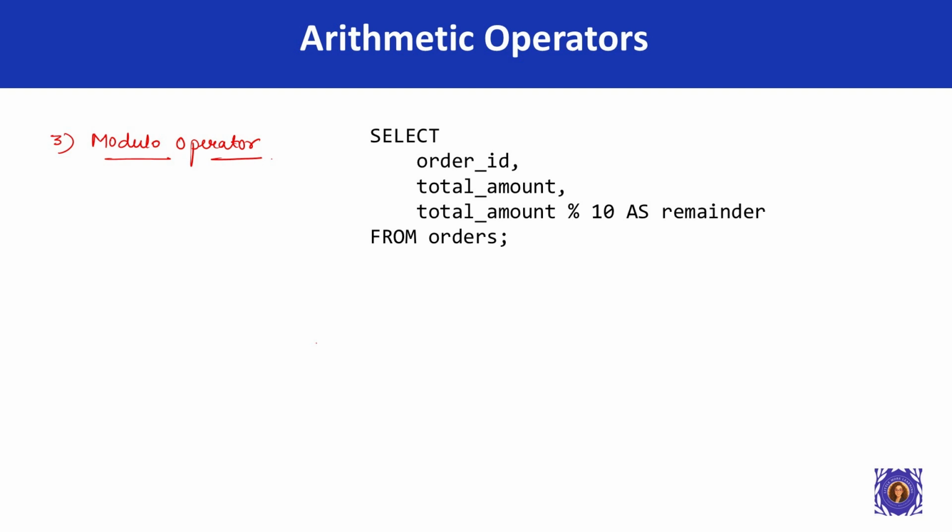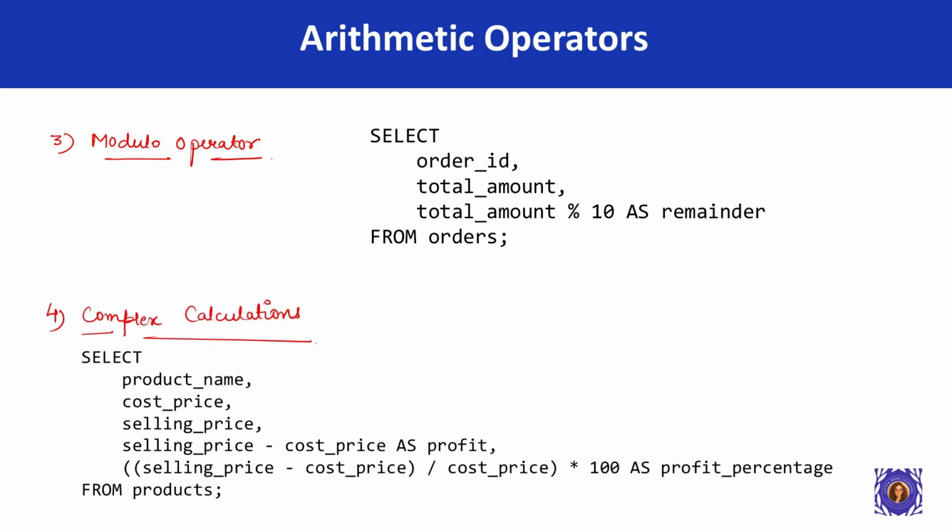This can be useful for various tasks, such as distributing records evenly or checking for divisibility. Moving on to complex calculations, this second query shows how to derive meaningful metrics from existing data. We're retrieving the product name, cost price, and selling price from the products table. Beyond that, we calculate 2 new fields: profit, which is simply selling_price minus cost_price, and profit_percentage.